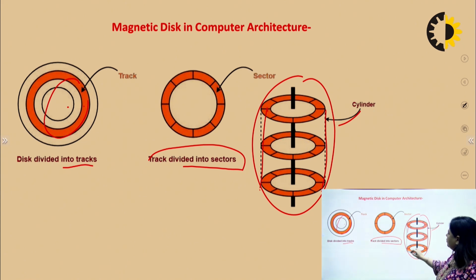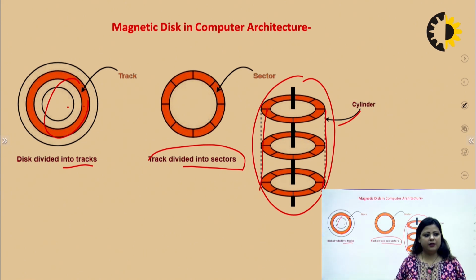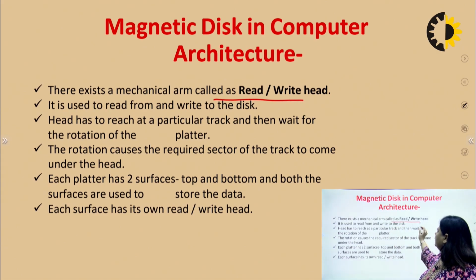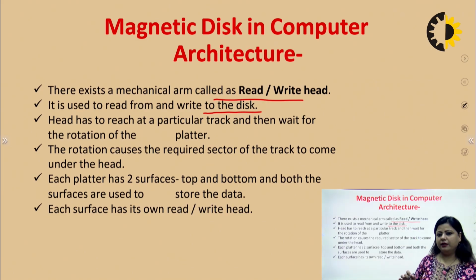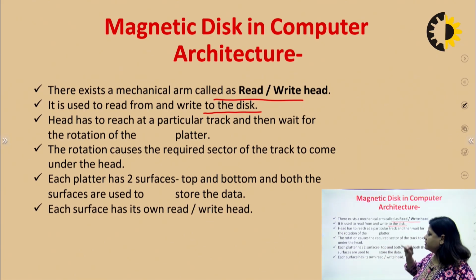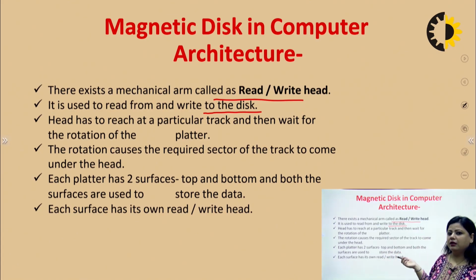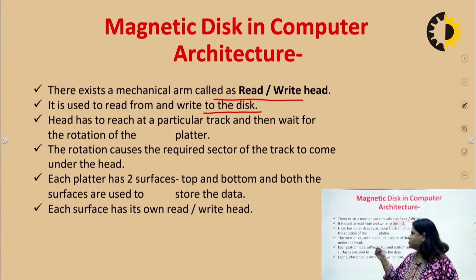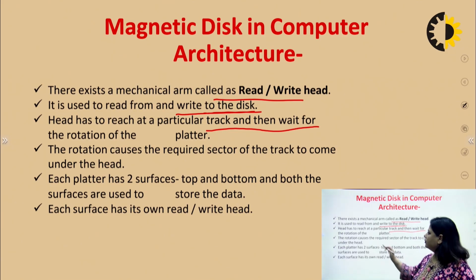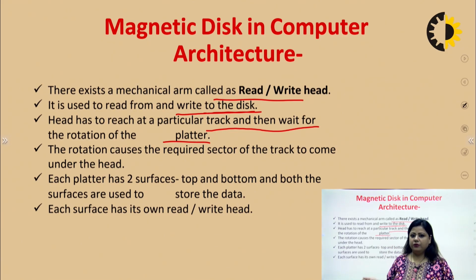This is a cylinder of magnetic disks, and there are some important terms in magnetic disks. There exists a mechanical arm called the read-write head. It is used to read and write to the disk. The read-write head plays a very important role in disk scheduling algorithms, as it is used to get the required data to enhance the efficiency of the CPU. The head has to reach a particular track and then wait for the rotation of the platter, which is divided into sectors and tracks.